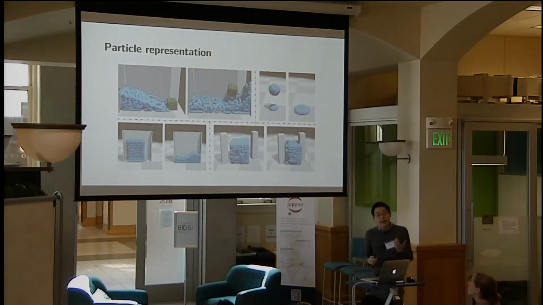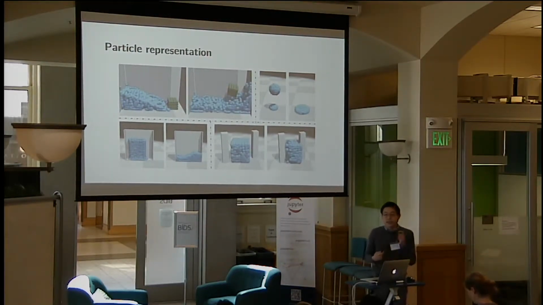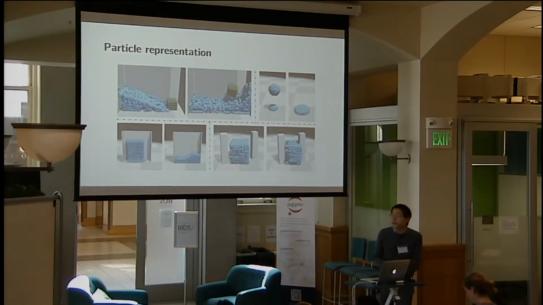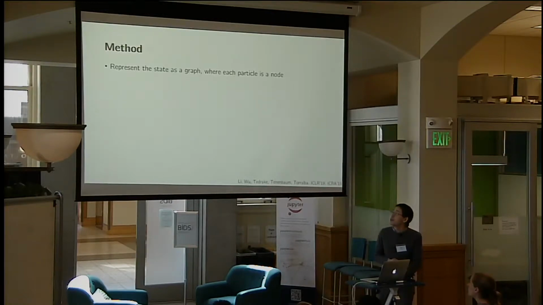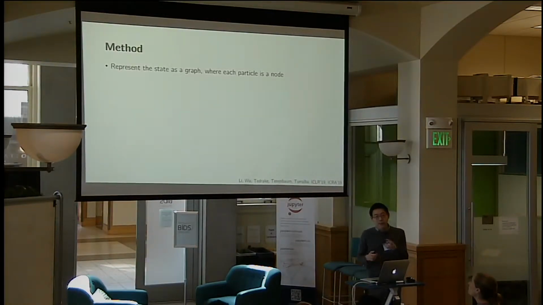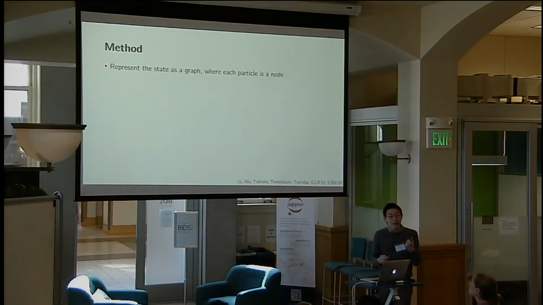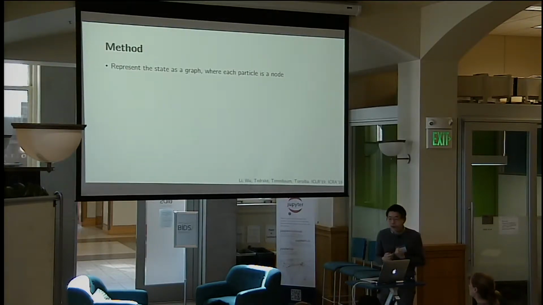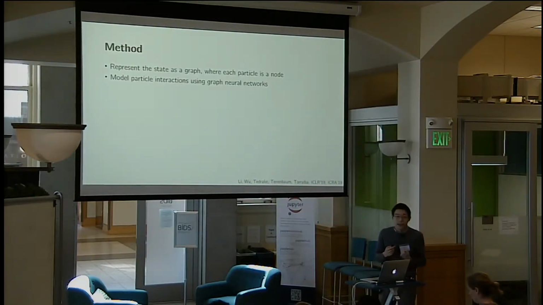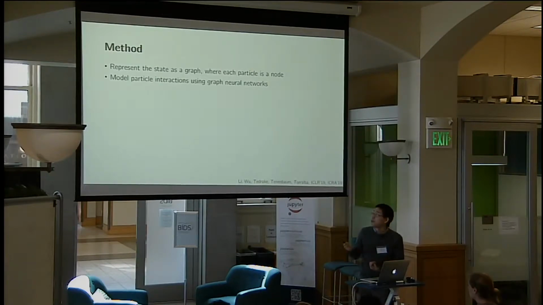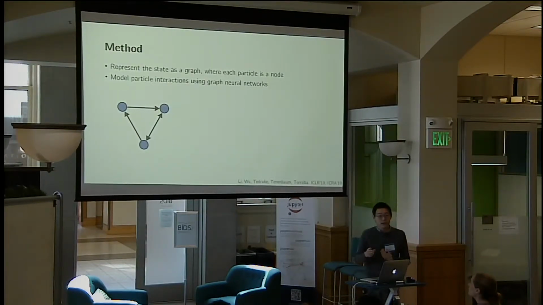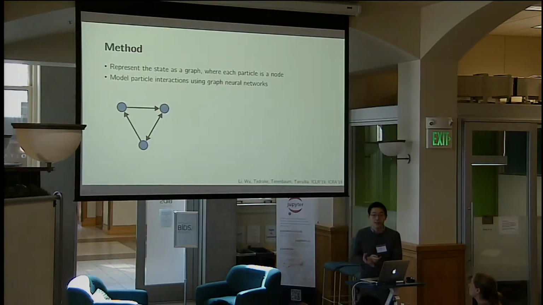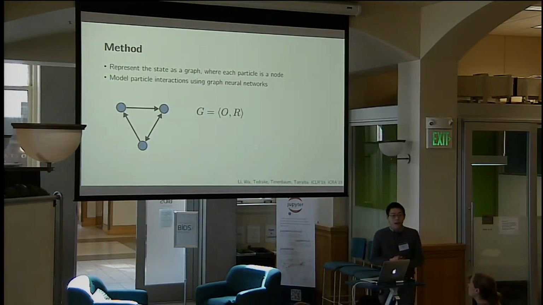So can we actually build AI systems that learn the interactions not within objects, but actually within particles? So how can we do that, right? We propose a method that tries to represent the entire state of the scene as a whole graph, where each particle is a node. And we try to model the particle interactions using graph neural networks. As a very simple demo, here is a graph where you have a few particles and they have edges modeling their influence on each other. So the graph has objects and relations.